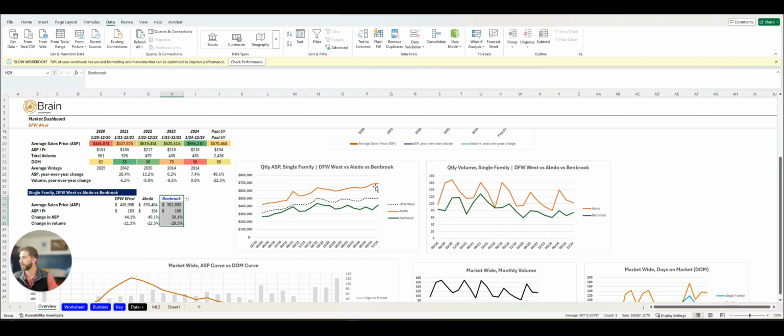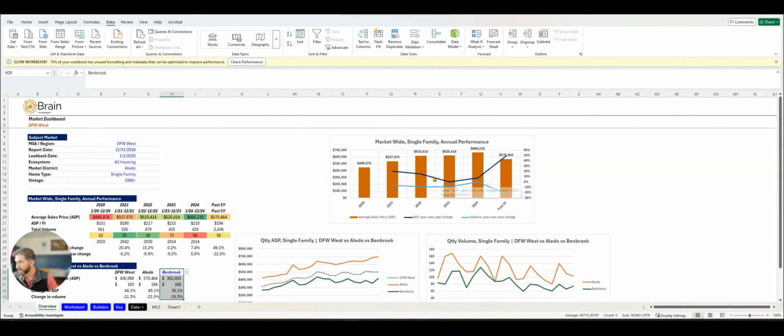So you can see we picked Benbrook. Aledo, as we just saw, average sales price going way up. It was going up quite a bit. That was 10% a year, over 10% a year for quite a while. Well, for a couple years in a row, anyways.